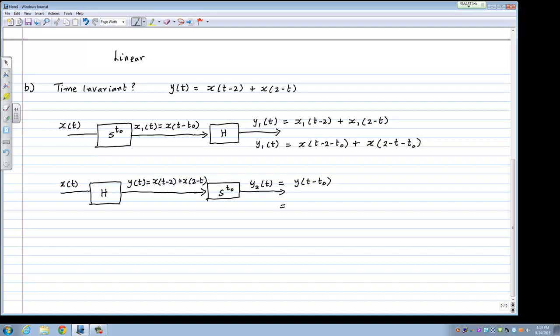Well, to see this, what we need to do is we take the expression for y of t and replace t by t minus t naught in the expression, right? So we take this expression, replace t by t minus t naught. It's not replacing by t minus 2 or 2 minus t, because we are shifting that signal by t naught. And this is going to be x of t minus t naught minus 2 plus x of 2 minus t minus t naught.